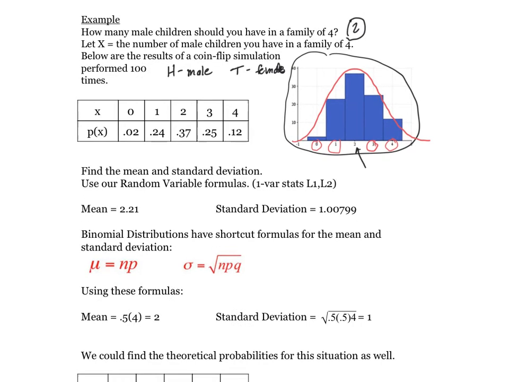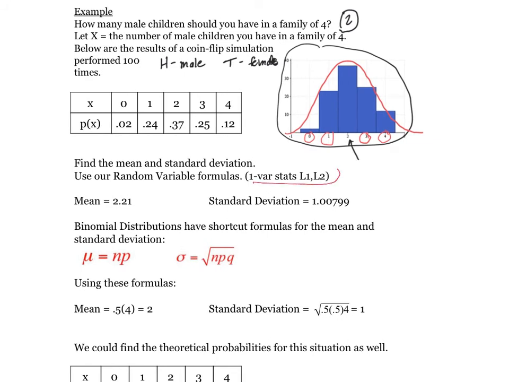Then I put those in my calculator using our random variable information. I put the x values into L1 and the p of x's into L2. And then I did a one variable stats, and I got the average number of boys to be 2.21 and the standard deviation to be just a little above 1. So on average, a family of 4 should have roughly 2.21 boys, according to my simulation.